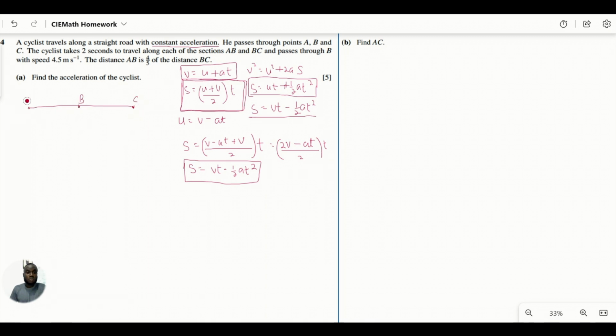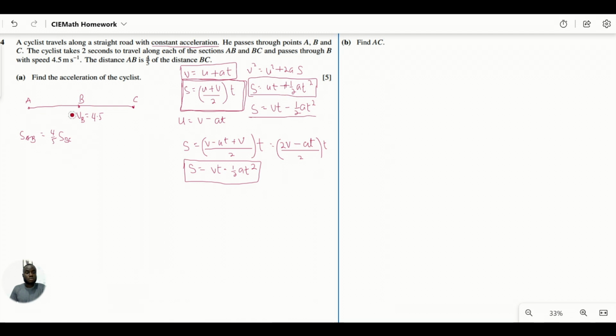So the particle passes through the points A, B, and C in that order, and it takes 2 seconds for the particle to move between each interval, from A to B, then from B to C. We've also been told that the speed at B, I'm going to call that VB, is 4.5 meters per second. And we know that the distance AB is 4/5 times the distance BC. That's some information about this particle that we need to consider.